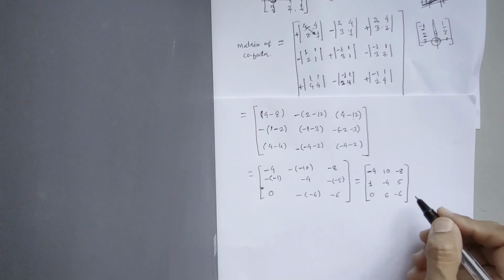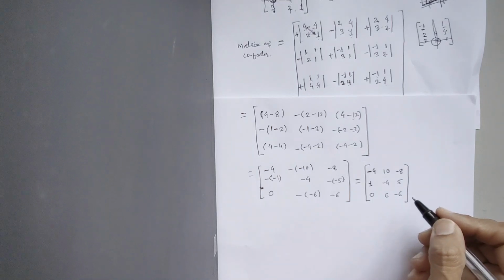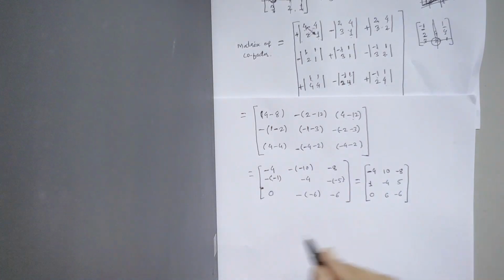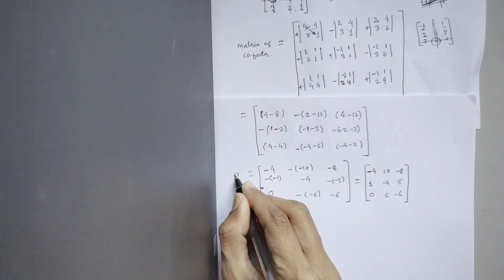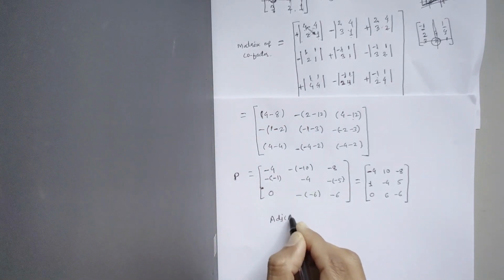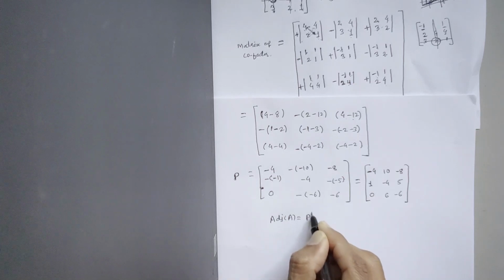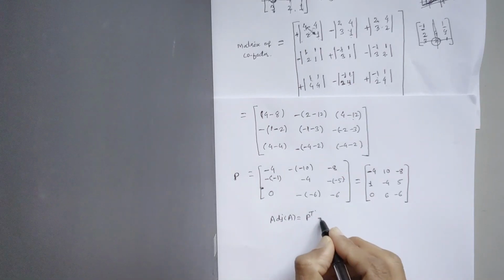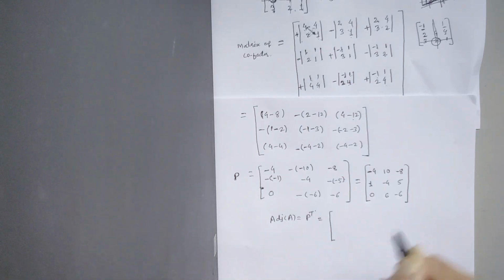So this is the matrix of cofactor. This is the matrix of cofactor, and to find the adjoint you need to take the transpose of this matrix. So I'm just taking the transpose of this matrix. Suppose I name this matrix P. So adjoint of A is nothing but P transpose. So what is P transpose?